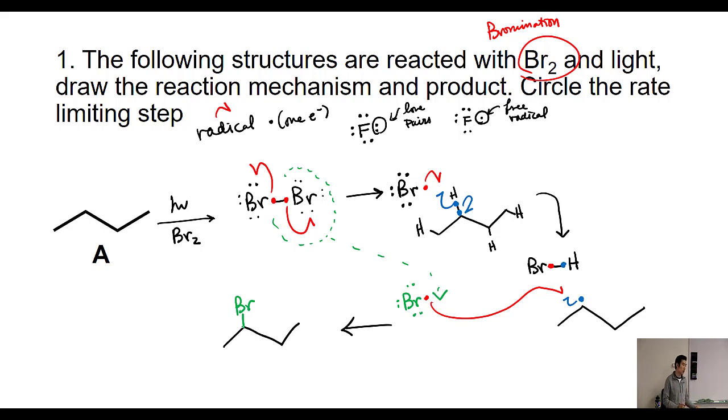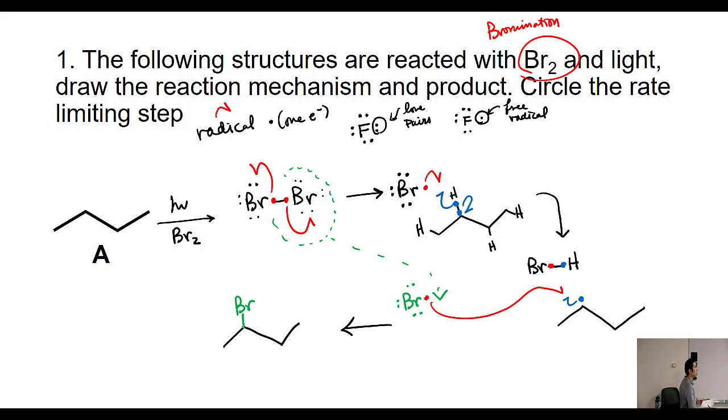So, does it matter where the bromine ends up? Yes, and we're going to talk more about ranking radical reactions, but basically I want the most stable radical possible. So, any questions on how radicals work? And what the most stable position for a radical is?